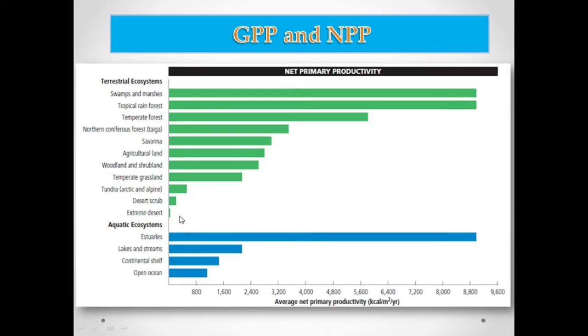Okay, so tropical rainforests have a very high net primary productivity because they have a large number and variety of producers, trees and other plants. When such forests are cleared or burned to make way for crops or for grazing cattle, they suffer a sharp drop in net primary productivity and a loss of many of their diverse array of plant and animal species.